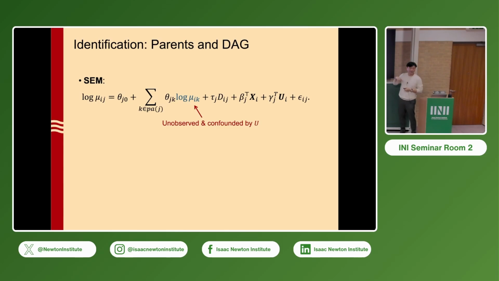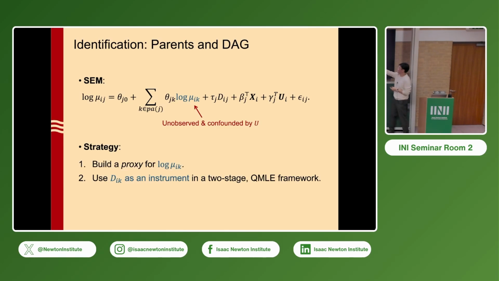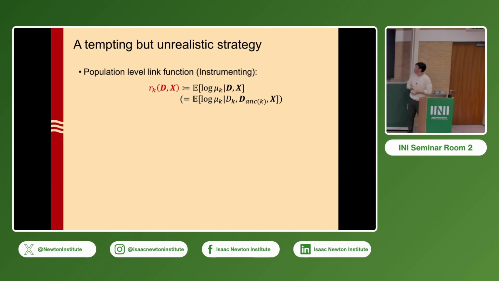And also kind of confounded by this u. Right? So the strategy is to build a good proxy for this log mu, which has a protection against measure confounding and represents these properties of this log mu. And we use this D_ik, the D, as an instrumental variable for a two-stage QMLE framework. Okay, so one tempting approach is maybe just do some instrumenting on this log mu.